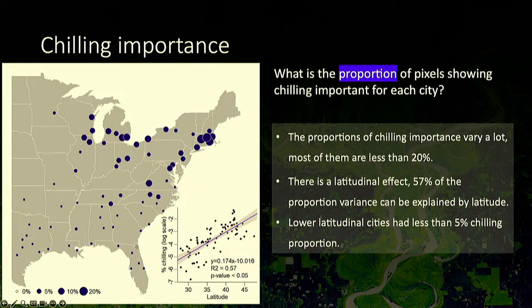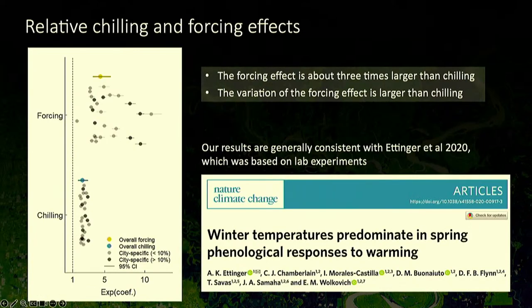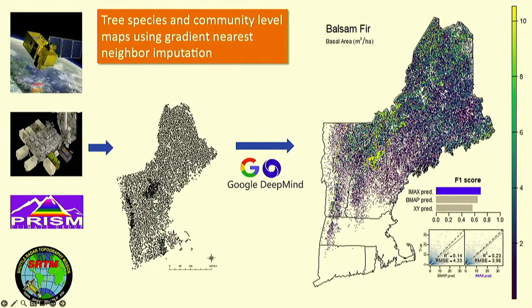Because this is ongoing work, I'm not going to talk too much about details, but overall, in general, what we found is we quantified those chilling effects for the first time using the urban heat island effect, and the result is generally consistent with this paper, which is based on controlled lab experiments, so that gave us some confidence in this. I'm still working on that, so maybe later.